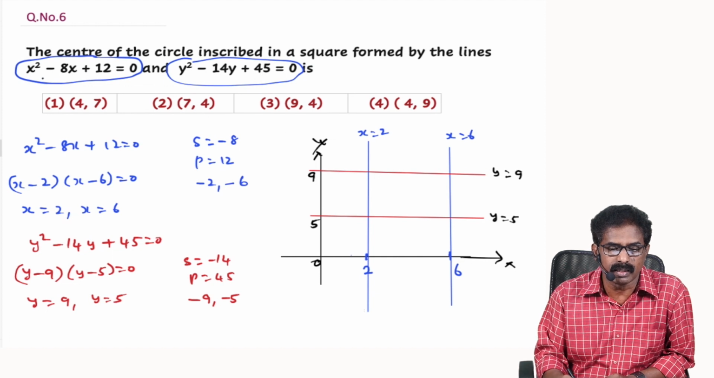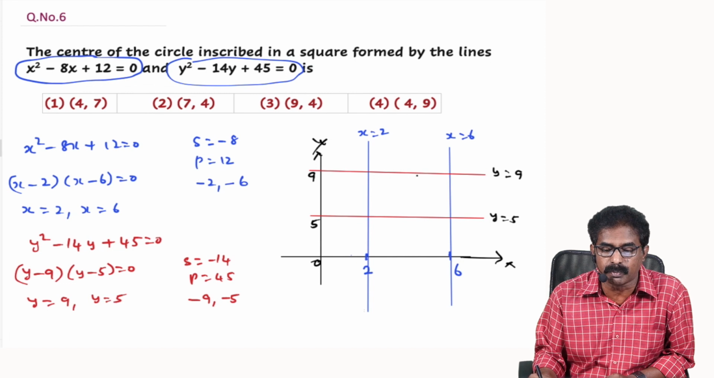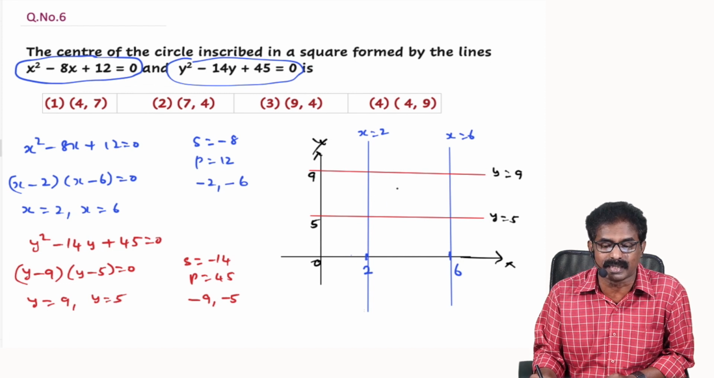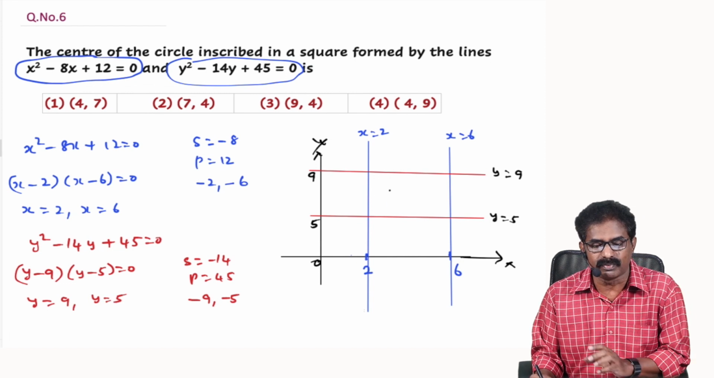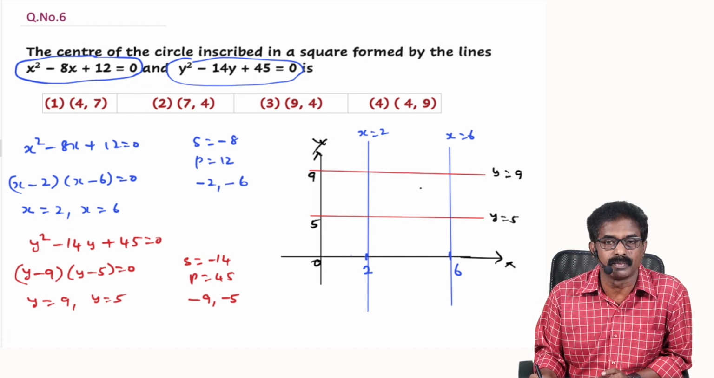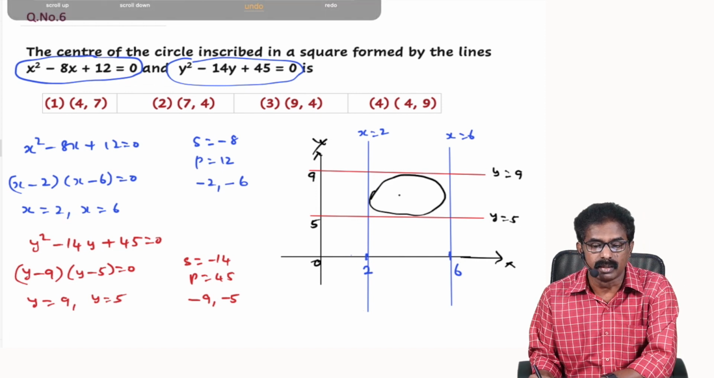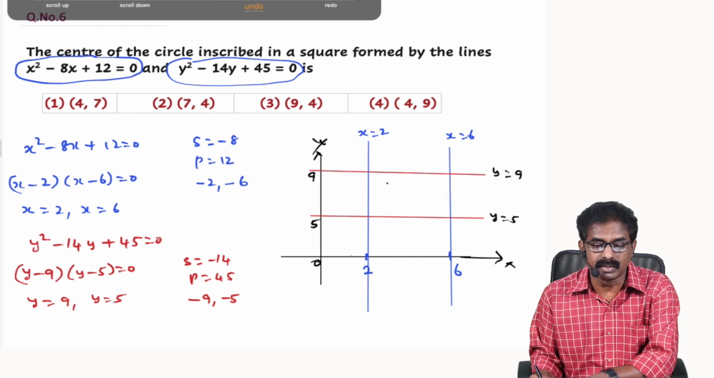Now please listen here. The question is about the center of the circle inscribed in a square formed. So you are getting a square here. I didn't take the exact measures, so it looks like a rectangle, but with exact measures you can see a square. Inside this you have to inscribe a circle, and the question is to find the center of that.